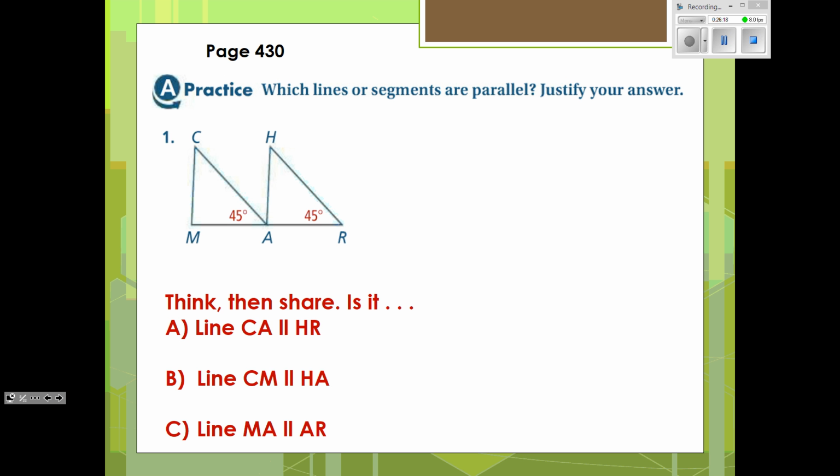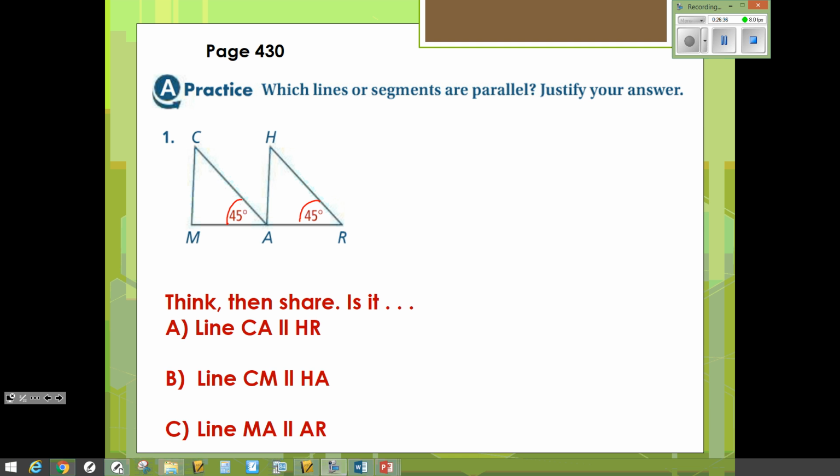Okay, what about this? I want you to think through it again on your own. This angle is 45 degrees, this angle is 45 degrees. Based off of that, which two line segments are parallel to each other? I'll give you about a minute or so to think it through.